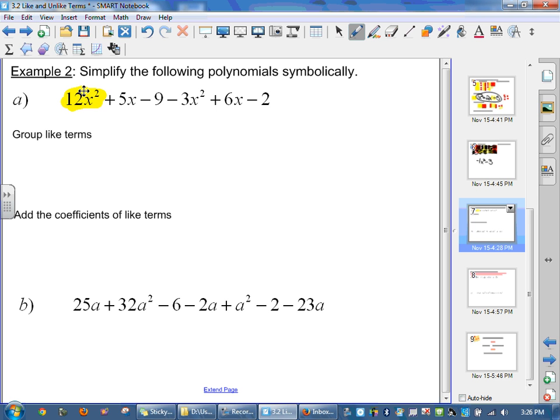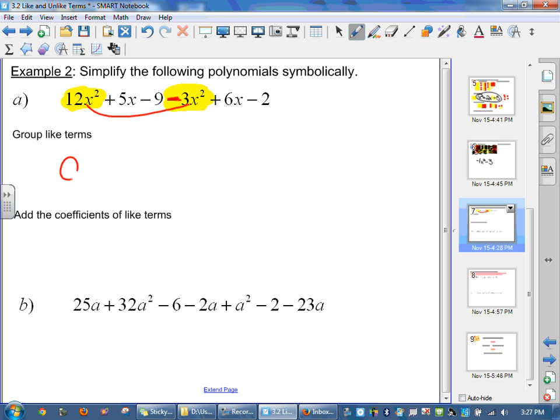Now don't forget to take the sign in front of it, because that negative 3 here, this negative sign is telling us it's a red. So now I've got 12x squareds and negative 3x squareds. What am I going to have left over when I group those two together? I'll have 9x squareds left.